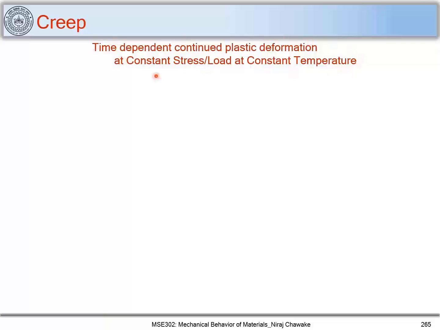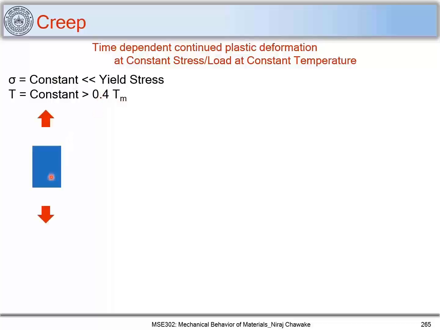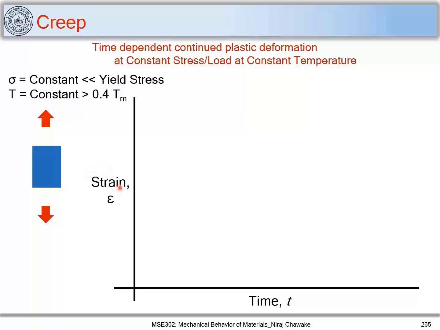Now let's look at how this deformation happens. We keep the stress constant, which is much less than the yield stress of the material, and we take a temperature which is typically greater than 0.4 Tm. Let's consider this component being subjected to a constant stress in tensile mode, and let's plot what the plastic deformation is.